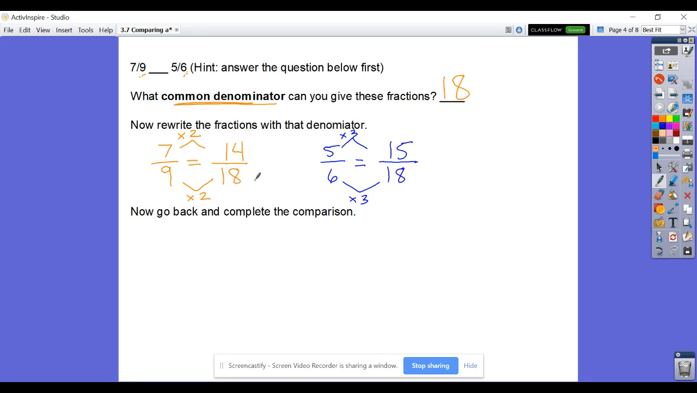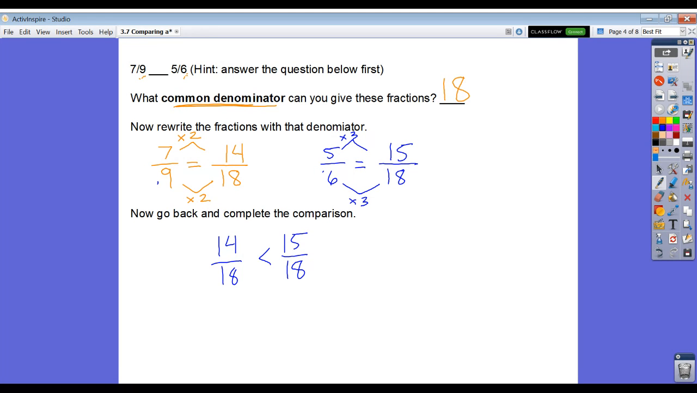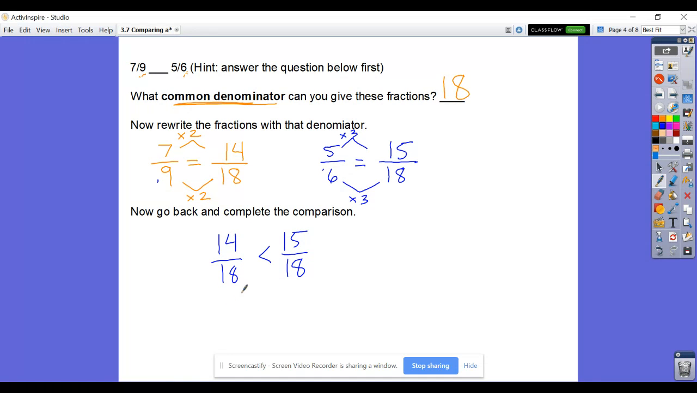Look, 14/18 versus 15/18. I can see that 14/18 was a little bit less than 15/18. It's 1/18 less. So I probably couldn't have just drawn a picture freehand and known. I needed to really use this common denominator strategy to know for sure. And I'll go back in and fill out this statement. So that means 7/9 is less than 5/6. Okay, so that was an especially close comparison.